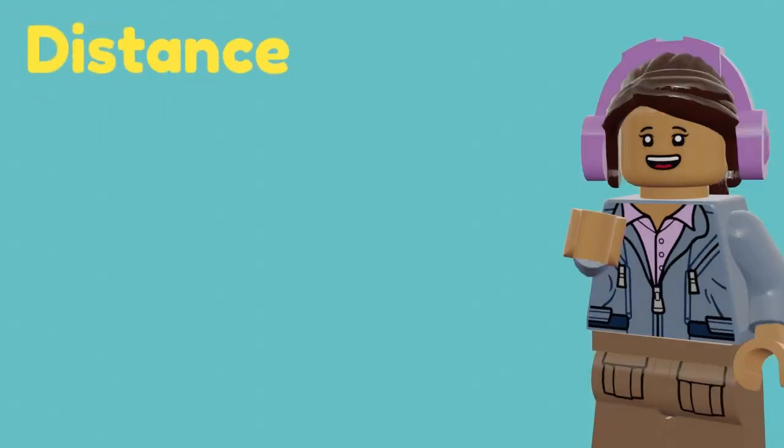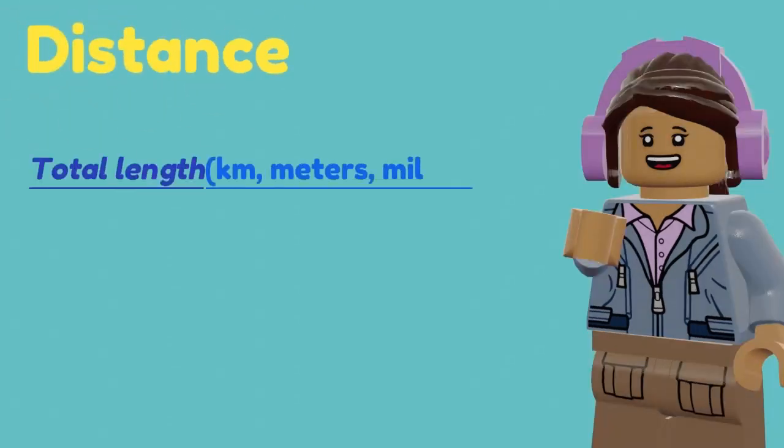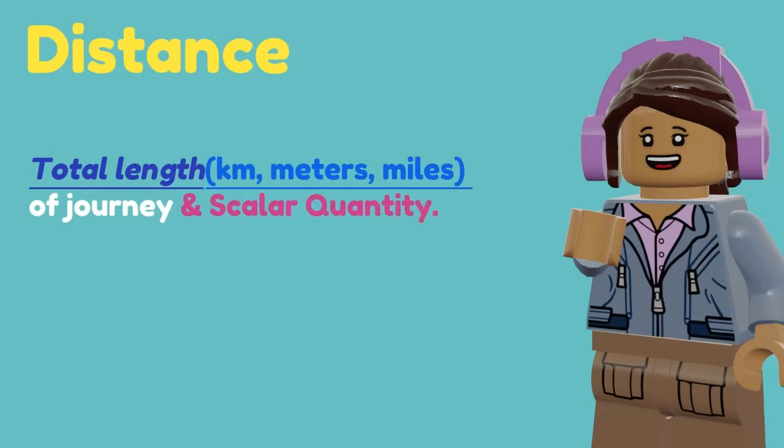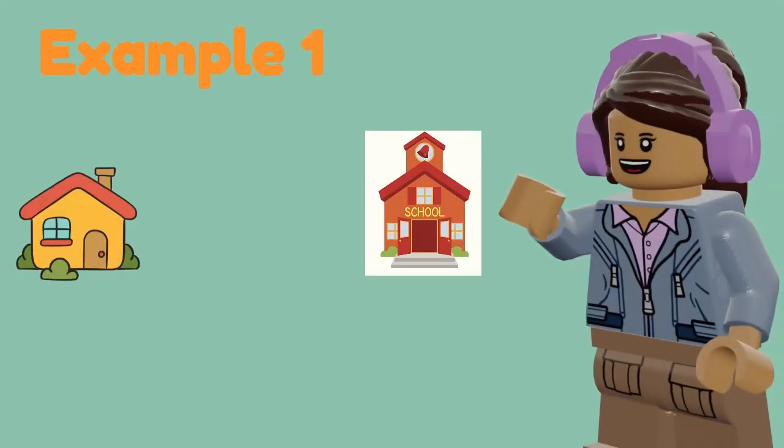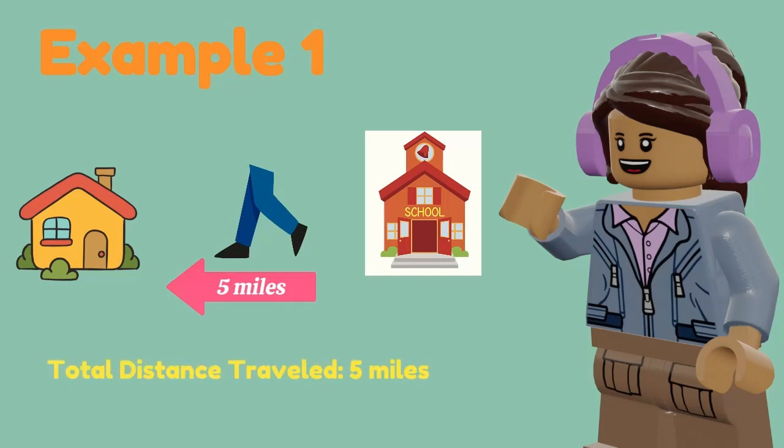To simplify this, we can just say that distance is the total length of your journey and is a scalar quantity, so you only need to know the numbers. Distance is also measured in any unit of length, which can be kilometers, meters, miles, etc. For example, if you traveled 5 miles from your school to your house, the distance traveled will be 5 miles.